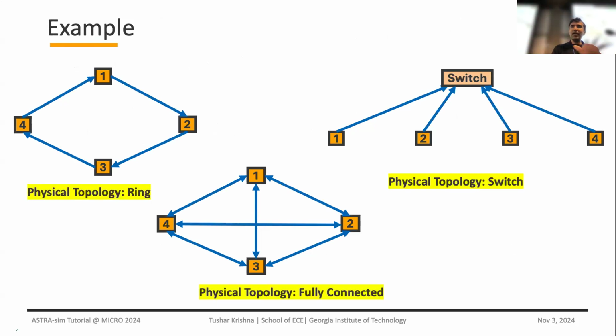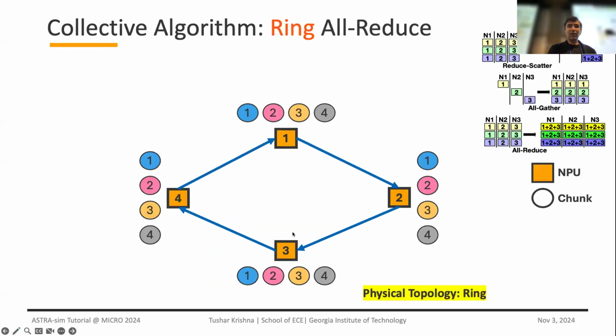So as an example, suppose I have 3 physical topologies here: a ring, a switch, and fully connected. This is what a ring all-reduce collective algorithm would do. So this wants to implement the all-reduce pattern. And the algorithm basically does the following. I take my message and break it into 4 chunks. In this example, there's 4 GPUs, so I break it into 4 chunks. And the goal is that every GPU or every NPU takes one of the chunks and forwards it to the neighbor, meanwhile receiving the chunk from its neighbor and adding it up locally.